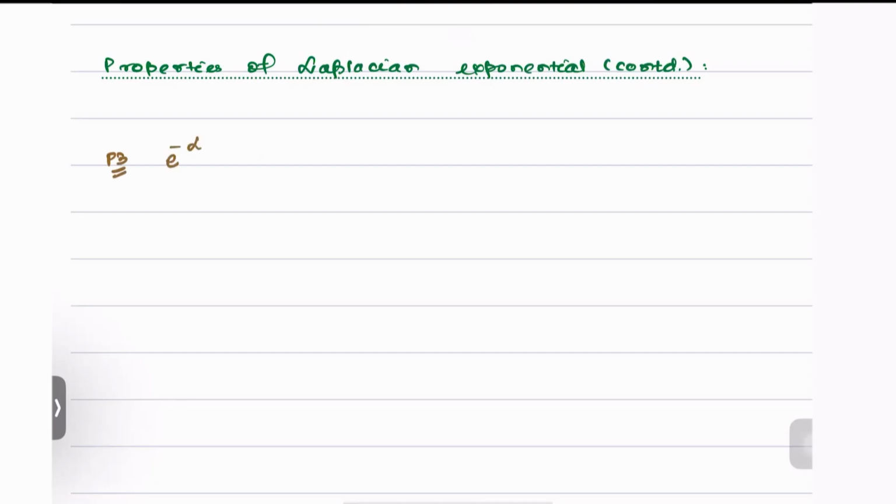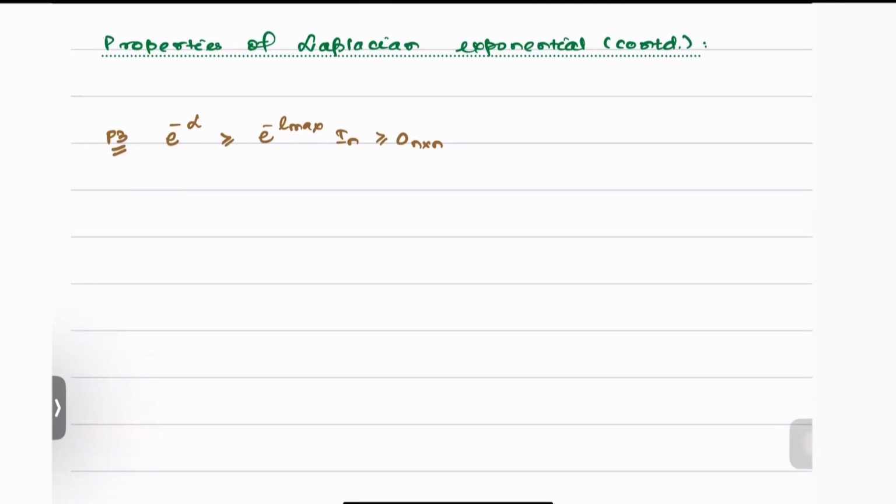It says that e to the power minus L is greater than or equal to e to the power minus L max times In, which is greater than or equal to 0. So this 0 is an n cross n matrix without zeros. Okay, the proof of this is quite straightforward when we use our newly defined matrix AL. Let's see, how does it go?